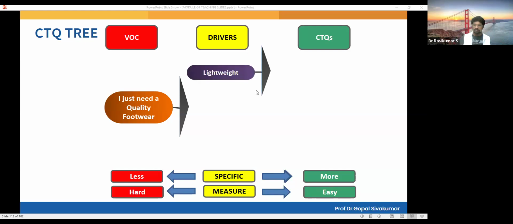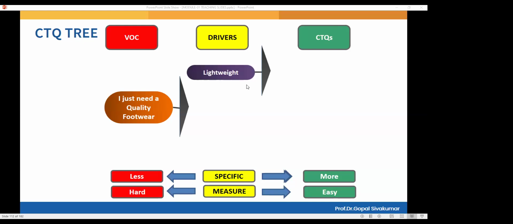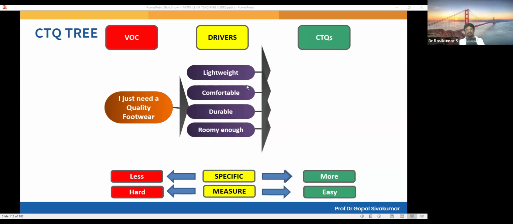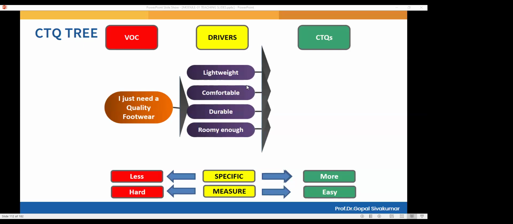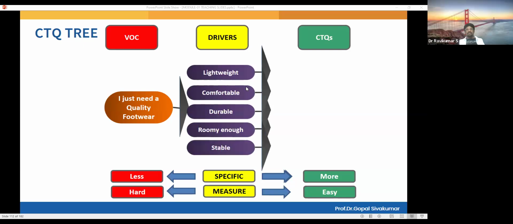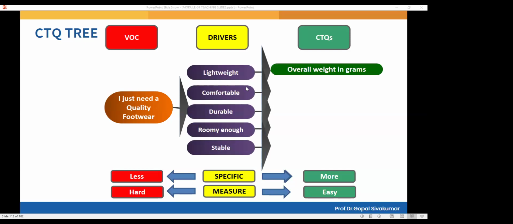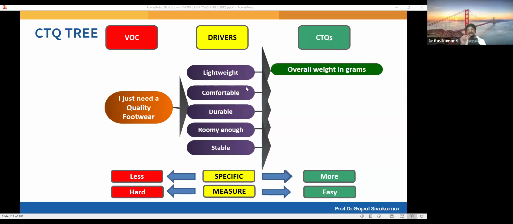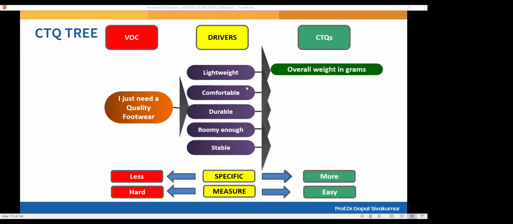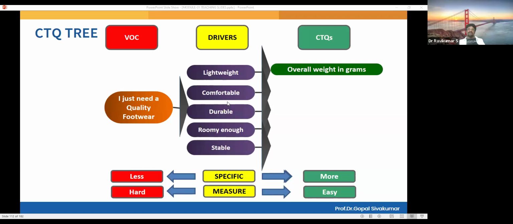Drivers. What does the customer generally prefer? He wants the footwear, the shoes, to be lightweight, right? That is a reasonable weight. Lightweight, color, comfort, size, good sole, durable. Stable, design, modern design. Yes, you can add many. So at the end, you have to define the weight which will keep the customer comfortable.